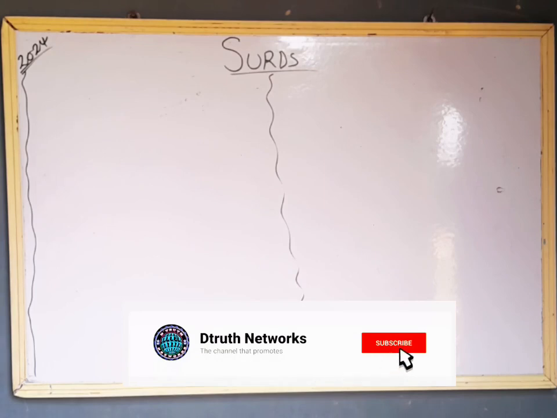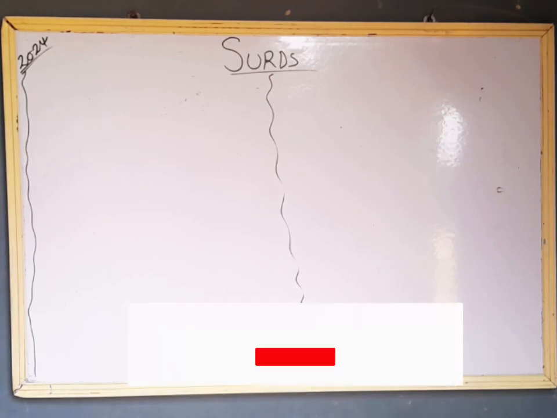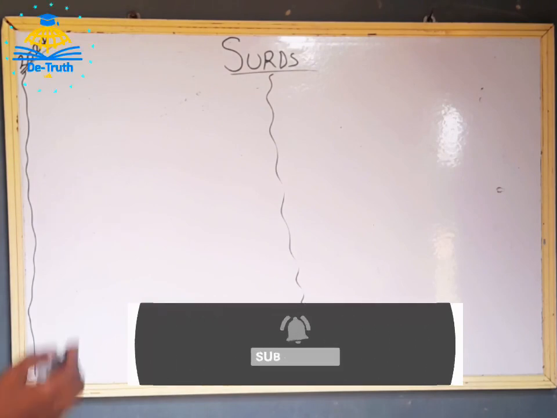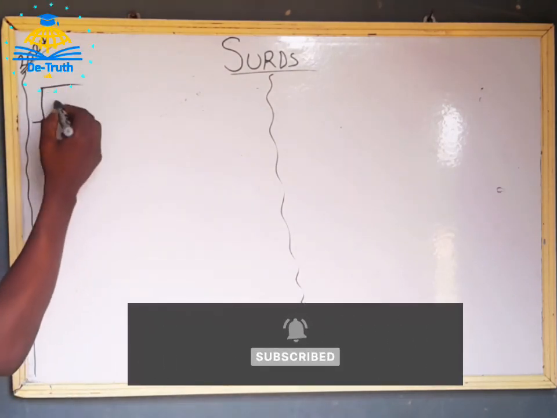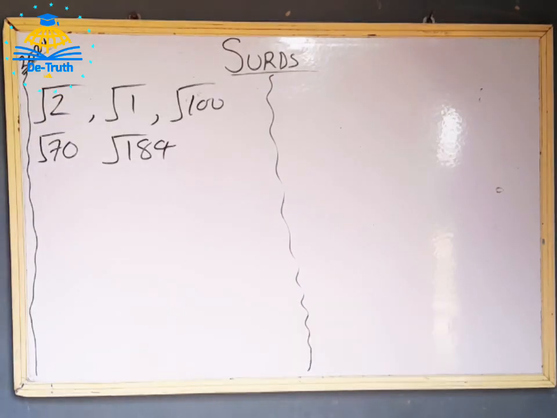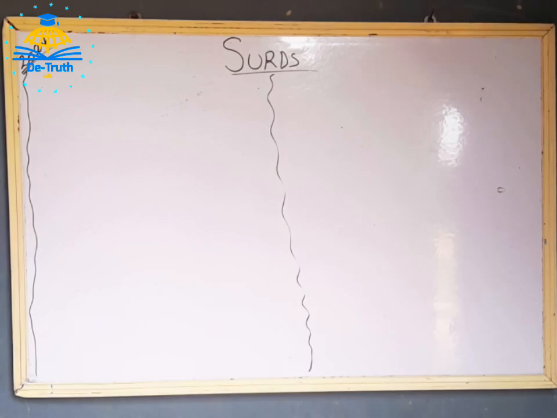Today we want to look at the topic SURDS. SURDS simply means the roots of any rational number. It can be root of 2, root of any rational number. That is what SURDS simply is.